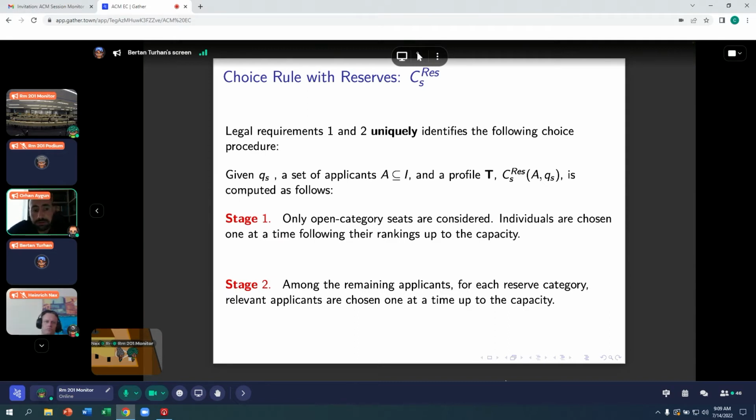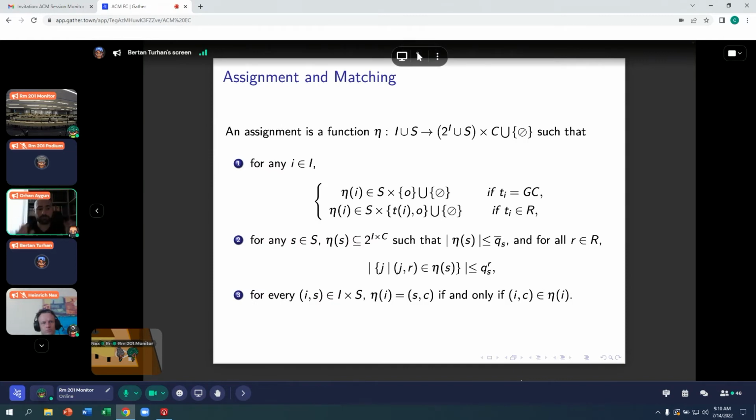Among those four requirements, legal requirements 1 and 2 uniquely define this choice rule. We call it the reserve choice function. And for any set of applicants, the institution fills open category positions first and chooses agents one by one according to their merit score. And then for each reserve category, the institution considers only students eligible for those reserve category positions, and again accepts them one by one according to their merit scores. So here we don't have any dereservation policy yet.